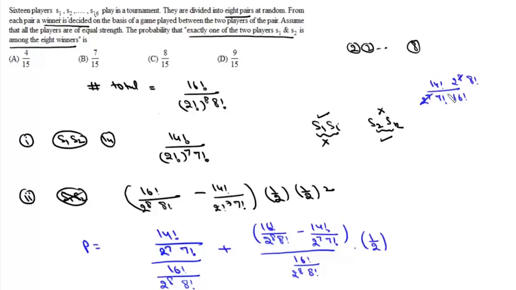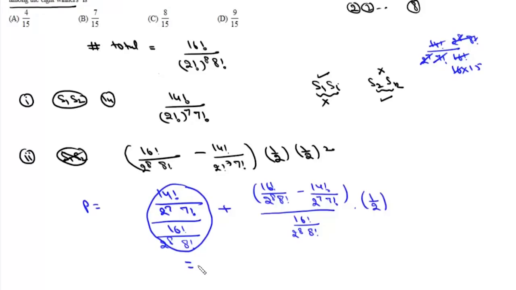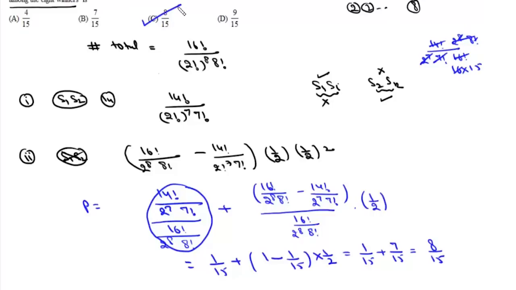Now this is 2, this is 8, and here will be 16 into 15. Now this is 1 by 15. So this probability is simply 1 by 15. So we can write this as 1 by 15. Now this is 1 minus 1 by 15 into 1 by 2. So this is 1 by 15 and this is 7 by 15. So the required probability is simply 8 by 15, and that's your option C.